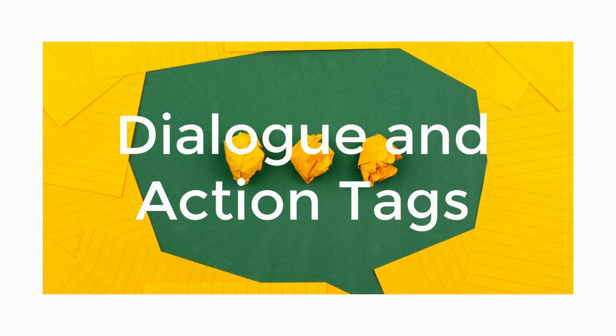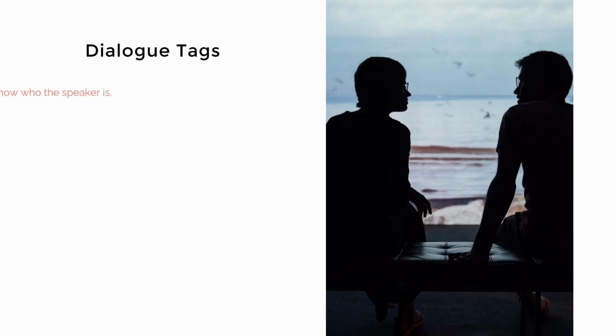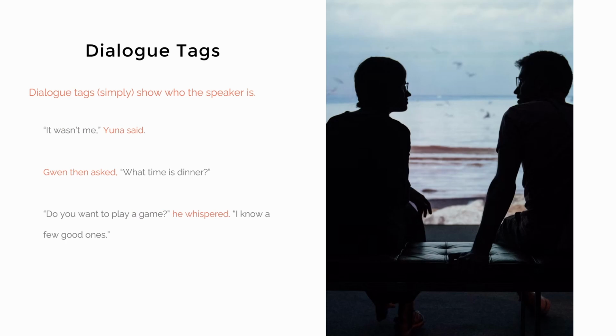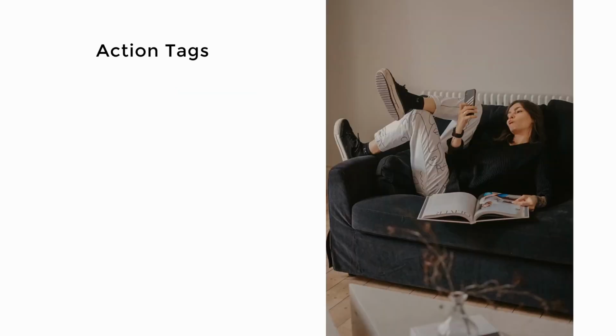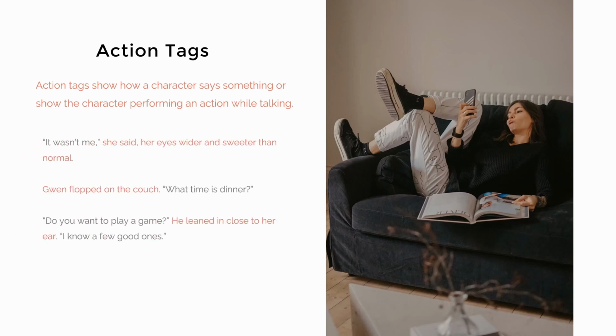So let's talk about something very important with dialogue, that is dialogue and action tags. Dialogue tags simply show who the speaker is. So he said, she said, Yuna said, Gwen then asked, he whispered. These are all dialogue tags. And then we have action tags, just as important. Action tags show how the character says something or show the characters performing an action while talking. "It wasn't me," she said, her eyes wider and sweeter than normal. That shows us that she's lying, right?